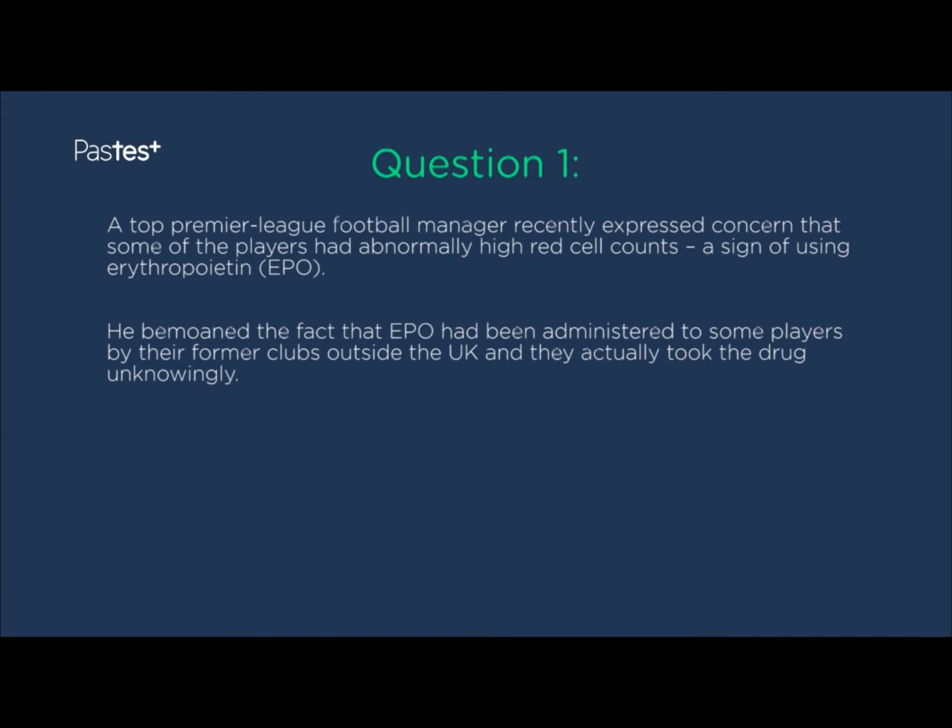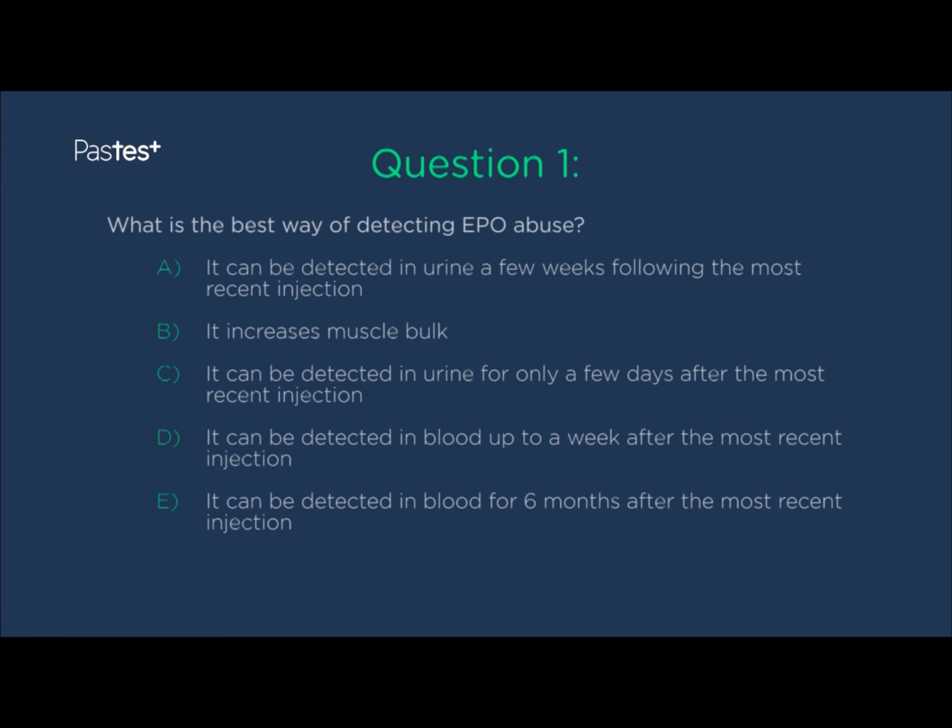A top Premier football manager recently expressed concern that some of the players had abnormally high red cell counts, a sign of misusing erythropoietin, also known as EPO. He bemoaned the fact that EPO had been administered to some players by their former clubs outside the UK, and they actually took the drug unknowingly. What is the best way of detecting EPO abuse? Which one of the following is the best way of detecting EPO abuse?